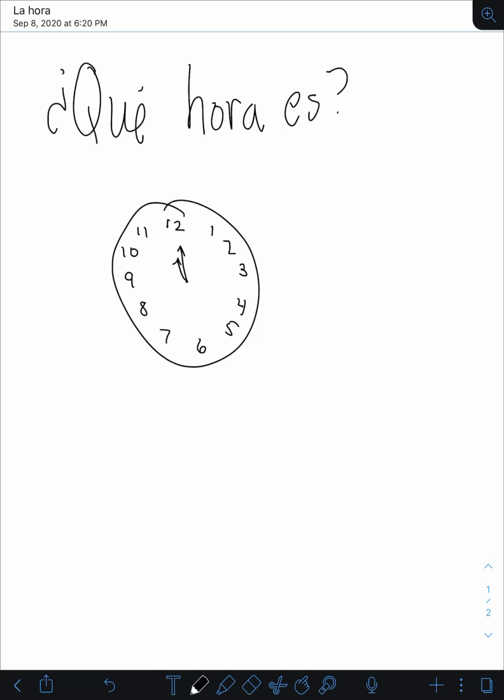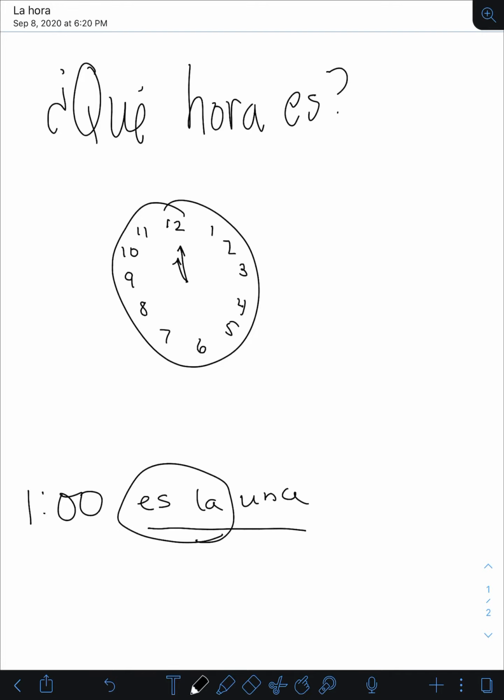So remember, if it's 1 o'clock, it's es la una. Okay? It's the only time that you use this es la when talking about time. Es la una, because 1 is a singular number, right? But anytime it's above 1, so 2 plus, equals son las.